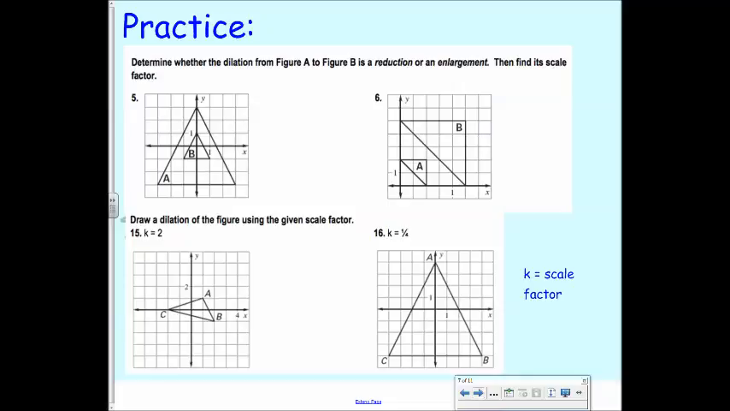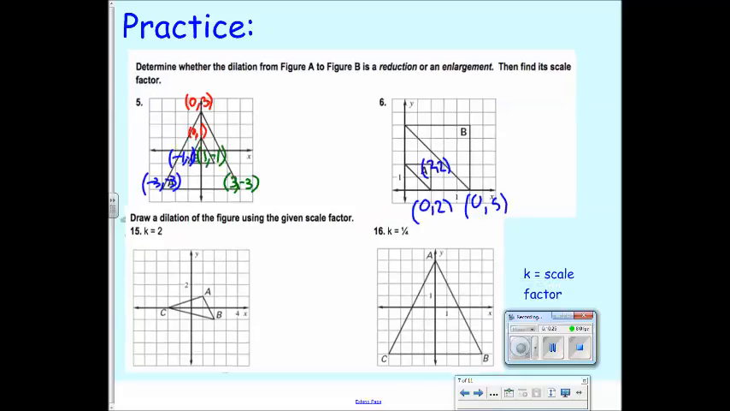Okay, so how do you know in 15 or 16 if it's an enlargement or a reduction? You find the points and then you multiply by. Okay, so 15 ended up being an enlargement because the shape is getting bigger, and then 16 ended up being a reduction because it's getting smaller.